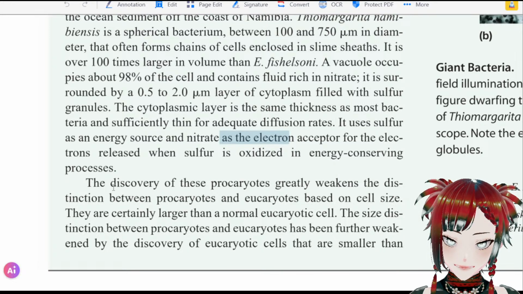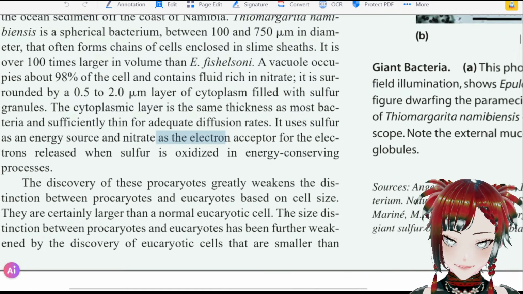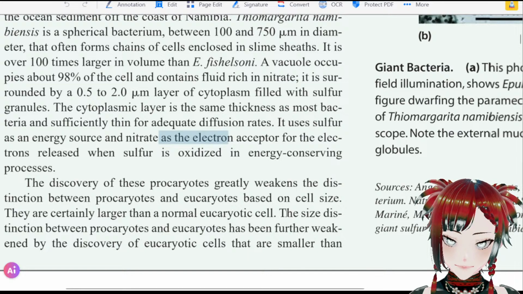Now, the discovery of these prokaryotes greatly weakens the distinction between prokaryotes and eukaryotes. Now, they are worried. What actually is the difference between prokaryotes and eukaryotes if they can come in these larger sizes? If you talk about the cell size, of course, not the other characteristics, they are certainly larger than normal eukaryotic cells, larger than the average of the eukaryotic cells.